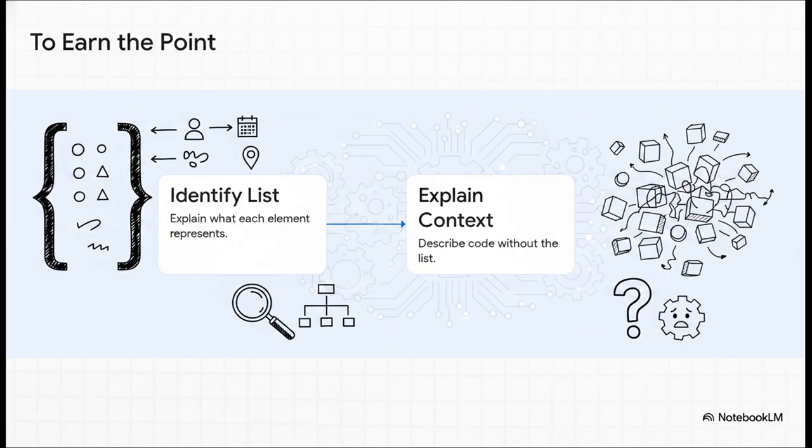You have to explain how the list manages complexity. And to do that, you have to concretely describe what your code would look like without the list and exactly why that version would fail. You can't just wave your hands and say, well, it makes things easier. No way. You actually have to prove it.